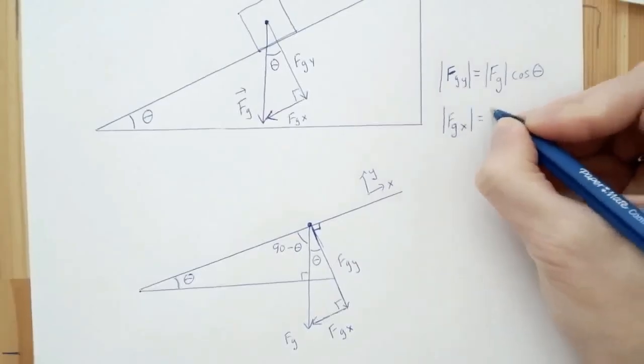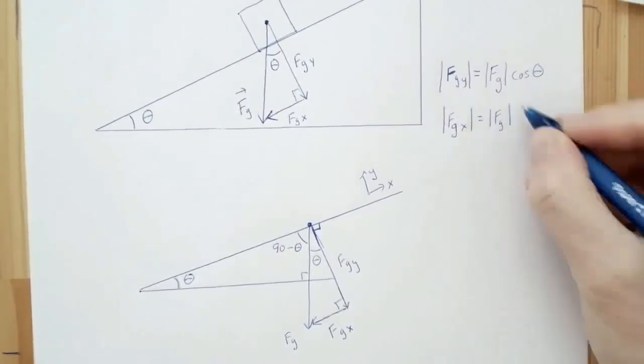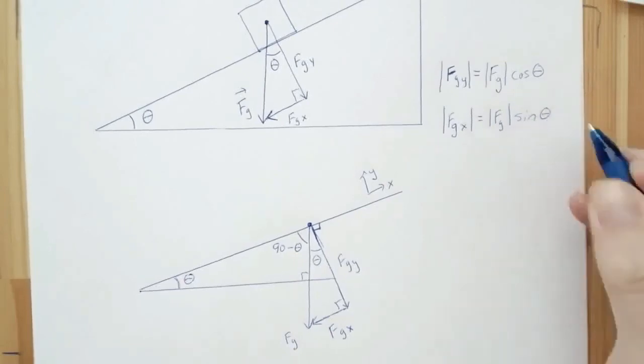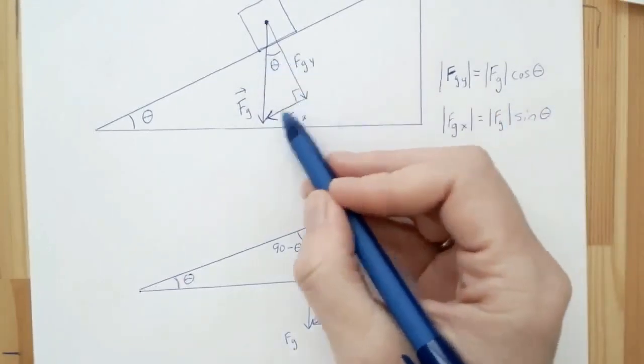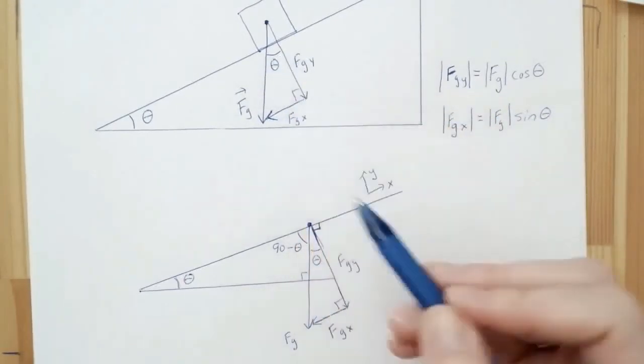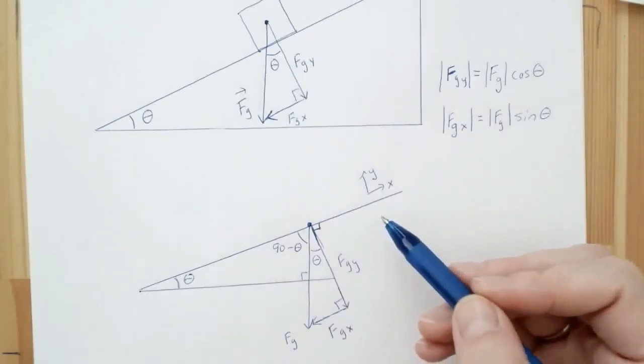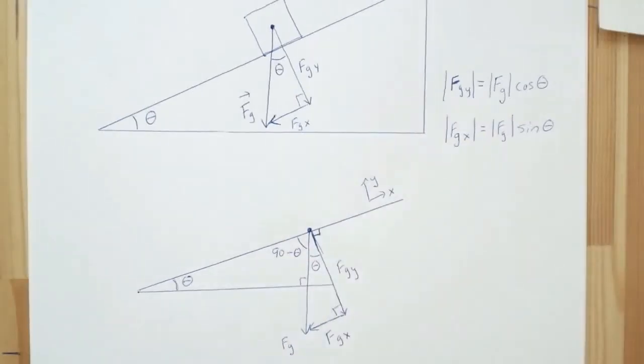FGX is going to be equal to the magnitude of FG times the sine of theta, because that's the component that's opposite of theta in the triangle. So that concludes the overview of how these components have been determined given the angle of the ramp.